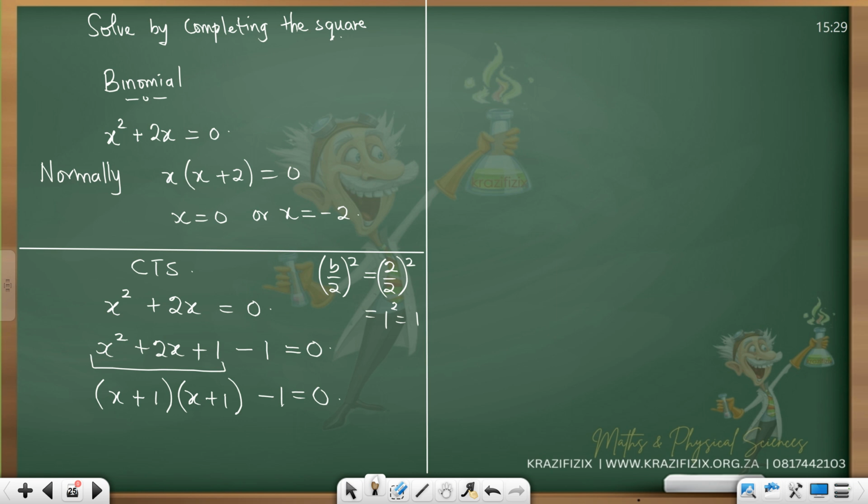Equals to 0. Are you with me there, everybody? Are we okay? Which we can rewrite as x plus 1 squared. Please, I'm going to do something now. Minus 1. Now we go back to grade 10, but I'm going to skip the grade 10 part and just remind you of something. I can move the 1 over to my right-hand side.